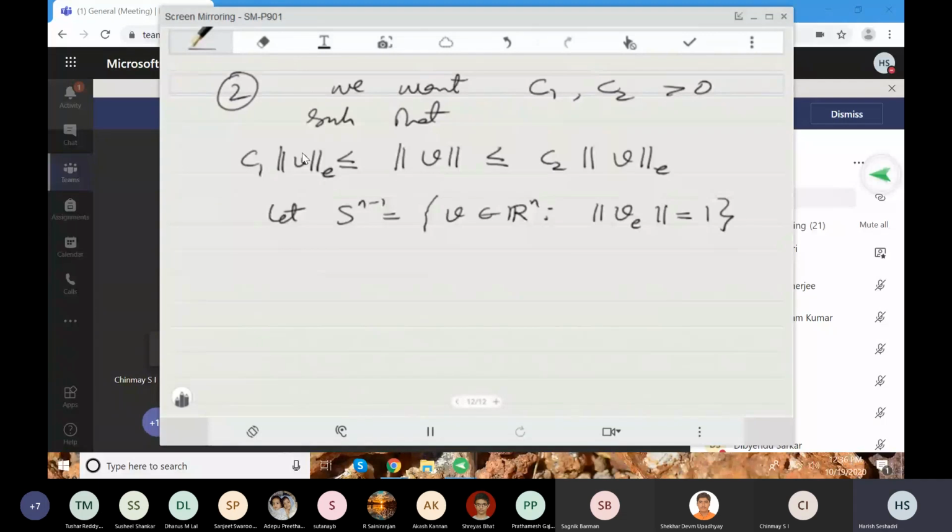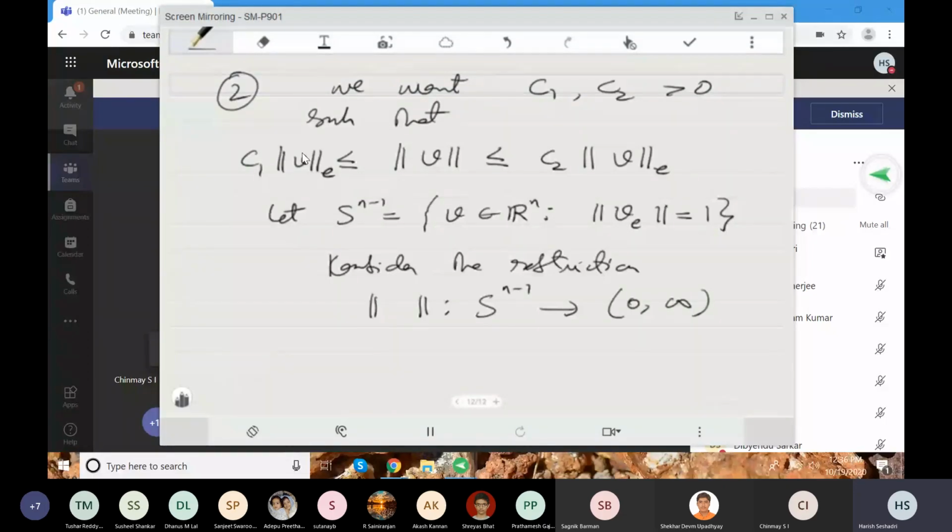Now, let's restrict our norm function. Consider the restriction to just this unit sphere. Since we are on the unit sphere, the value 0 cannot be assumed by the norm, so it will have to be in the open interval 0 to infinity. We have already proved that the norm is continuous. Now, here's the main point.